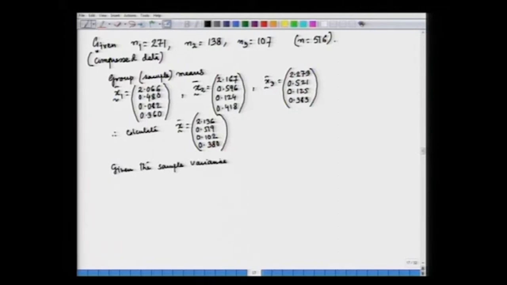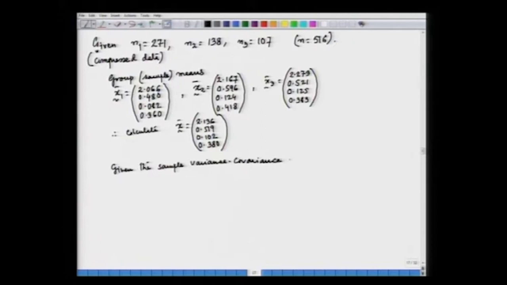So again, instead of the individual data observations, I have been given some compressed information: the sample sizes in each category, the group sample means, and the sample variance covariance matrices. The first one, I am using the notation S1 for this. This is a 4 by 4 symmetric matrix with elements like 0.291, then minus 0.001, the next one is 0.011, 0.002, 0.001, and then 0.010, followed by 0.003, and the last element is 0.010.